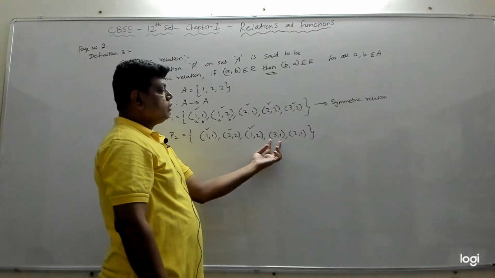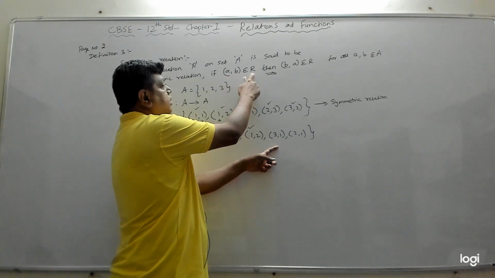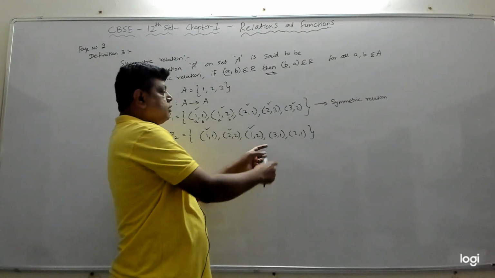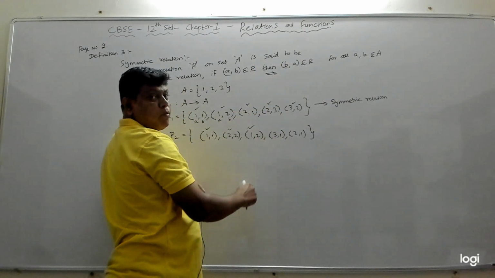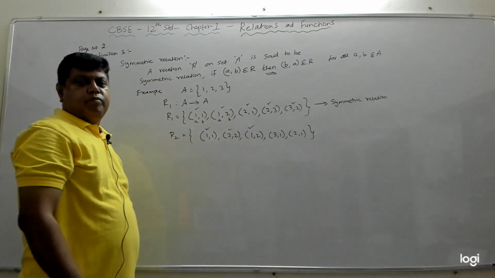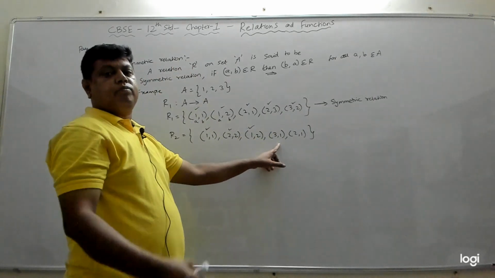Now what is the reverse of 3 comma 1? 1 comma 3. 3 comma 1 is there, which means this is there. If this condition is there, then this also should be there. Now 3 comma 1 is there, then the reverse should be there. The reverse of 3 comma 1 is 1 comma 3. Is 1 comma 3 present here? 1 comma 3 is not there. If 3 comma 1 is in this set, then 1 comma 3 also should be in this set.